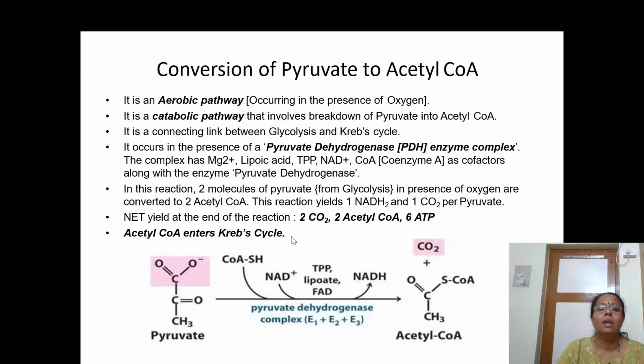So remember, conversion of pyruvate into acetyl CoA is the link between glycolysis and Krebs cycle. So you have seen now three things: conversion of pyruvate to ethanol and carbon dioxide, alcohol fermentation; pyruvate into lactate, lactic acid fermentation; conversion of pyruvate into acetyl CoA, and this is a very important reaction because it provides the link between glycolysis and Krebs cycle.